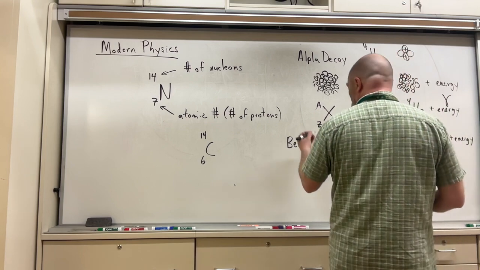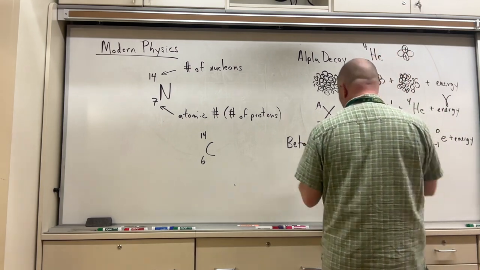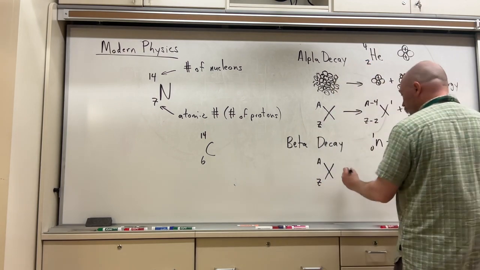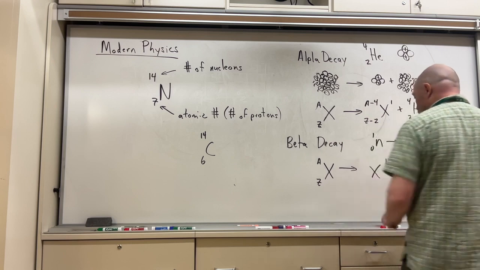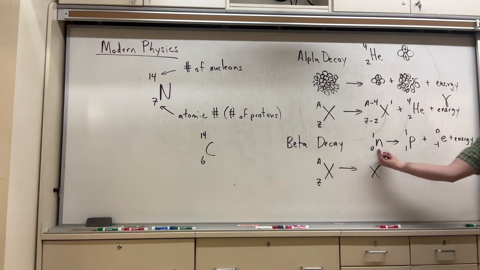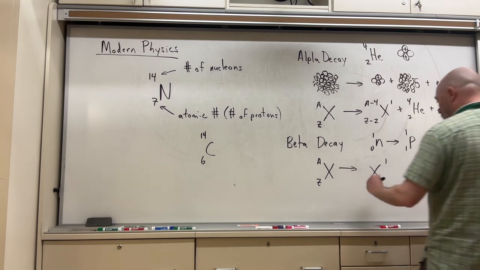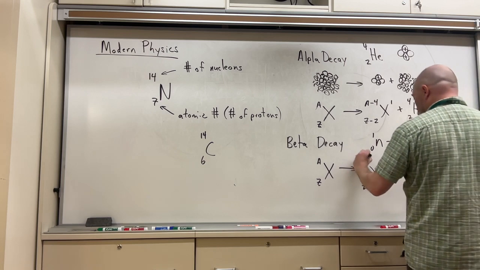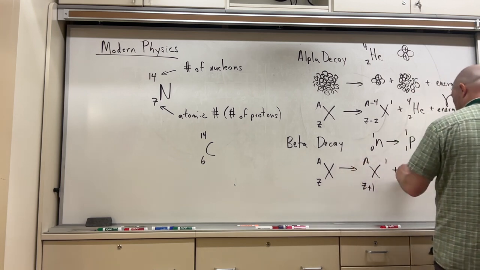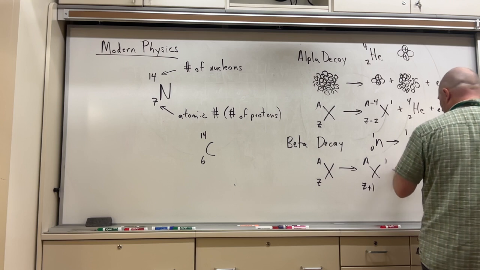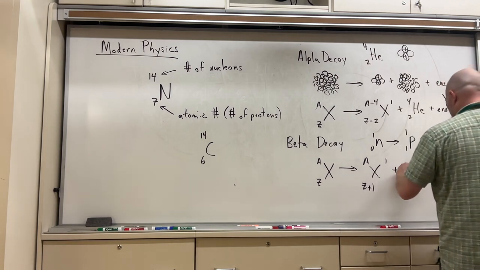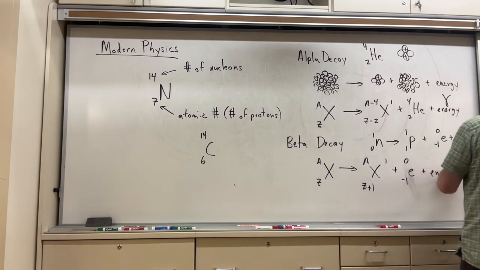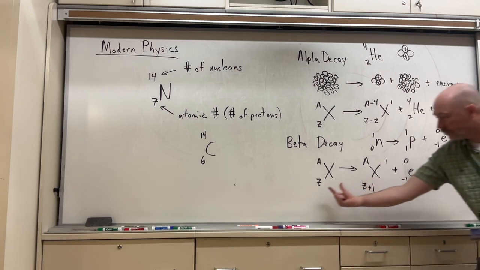So what happens is you end up with, if I do it in general, A and Z. My new element, if one of these is decaying to this, has to go up 1. So this would be Z plus 1, but you'll notice this stays the same, plus my electron, which they'll say is a beta particle, but I'm going to say plus an electron, which is 0, -1, and then plus some energy. So this is decaying to here.